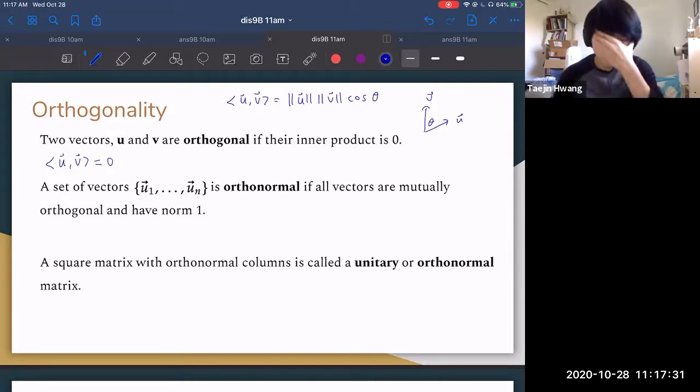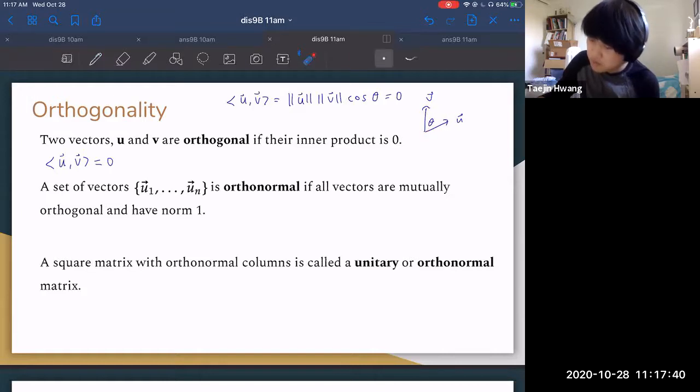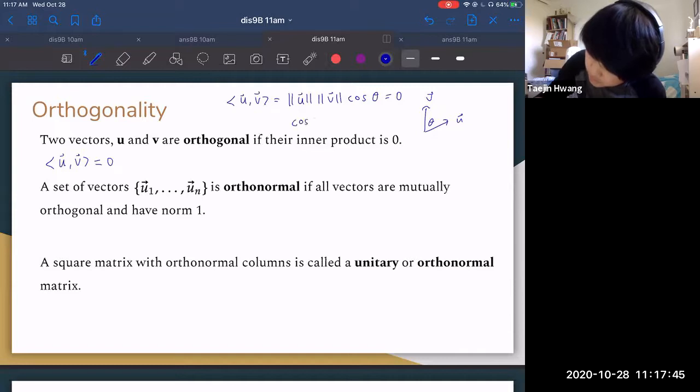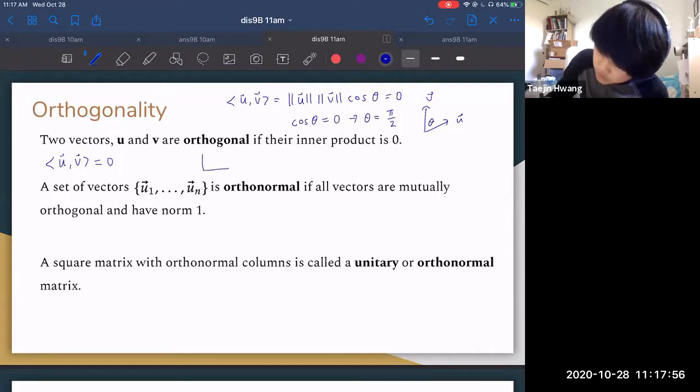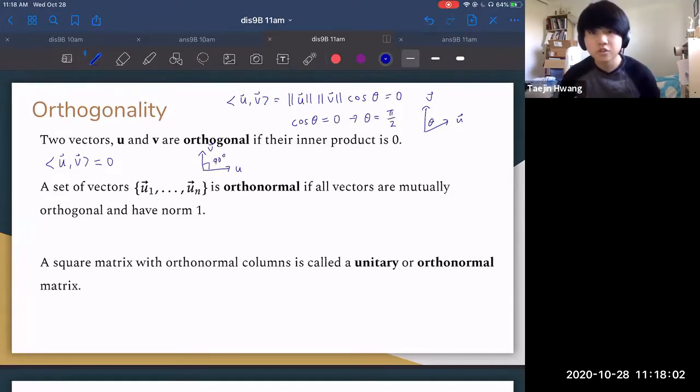And if the inner product between these two vectors is equal to 0, then since these vectors will always have positive length, this tells us that the cosine of theta is equal to 0. And we can say that the angle between the two vectors is equal to pi over 2, or 90 degrees. So in other words, if you draw these vectors geometrically, they're going to form a 90-degree right angle.